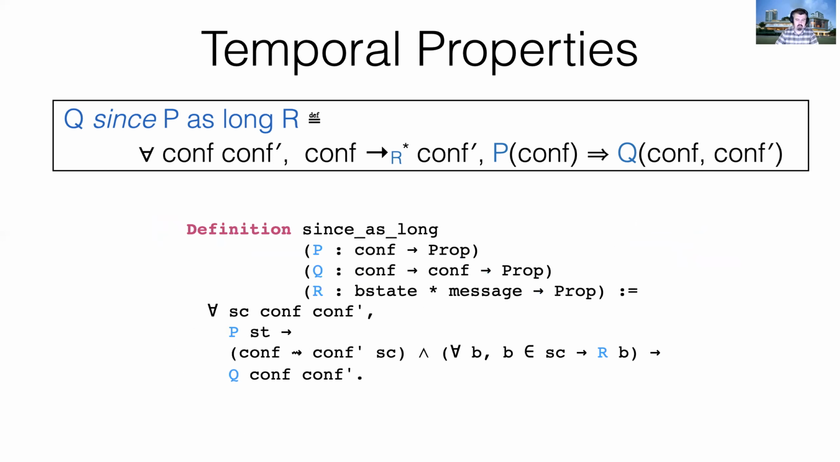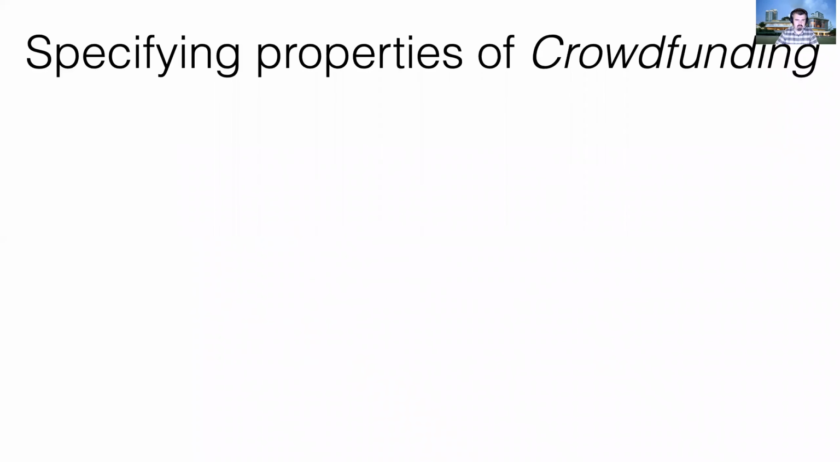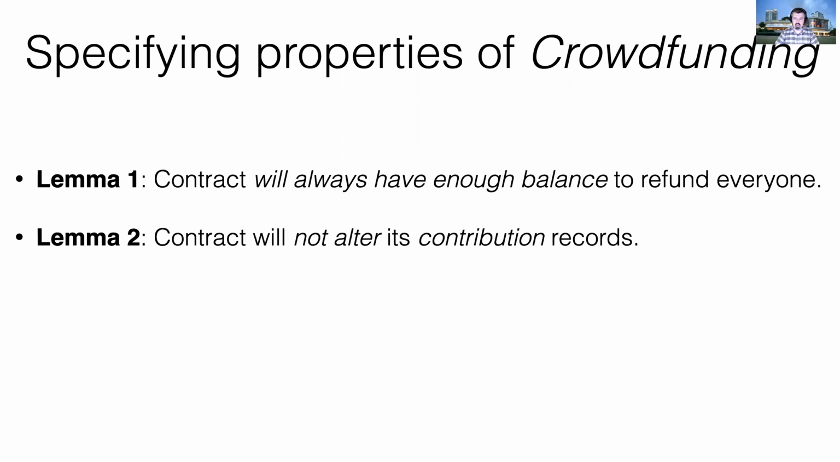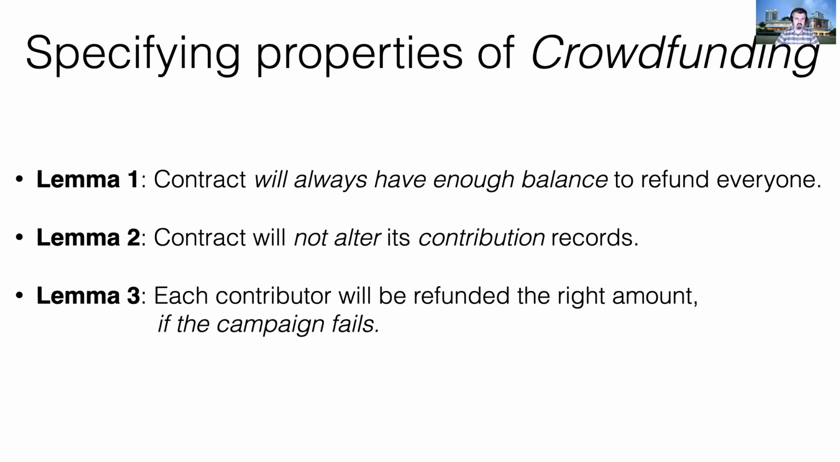And what's even better, we can write it in the language of this framework, the Coq Proof Assistant, that allows us to prove them. So now we can take the statements which would be provided by the auditor in plain English, such as: the crowdfunding contract will always have enough balance to refund everyone. It will not alter the contribution records, and each contributor will be refunded the right amount if the campaign fails.